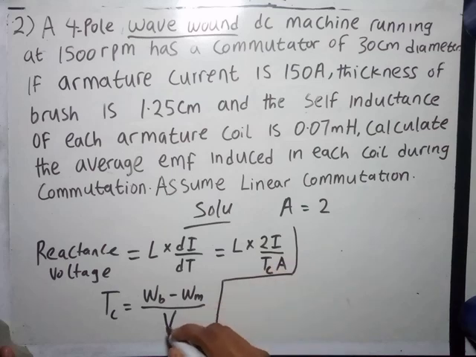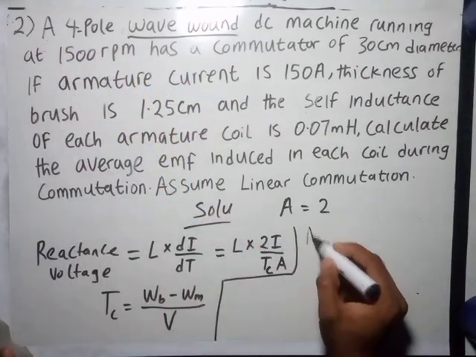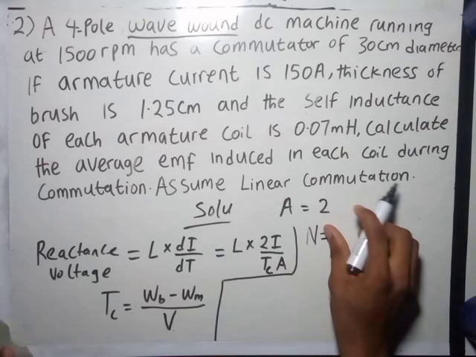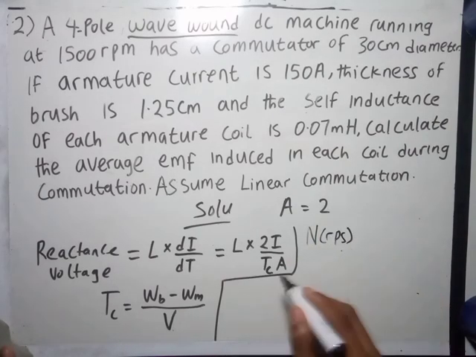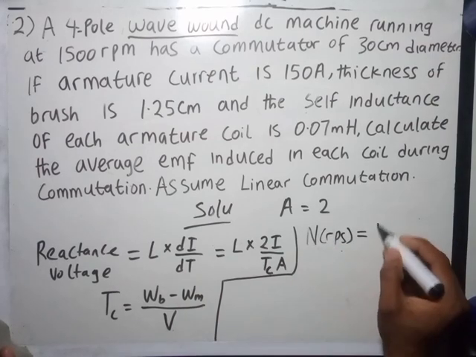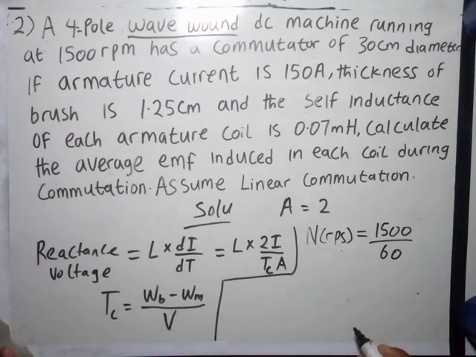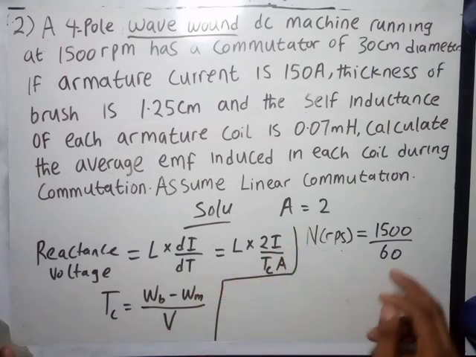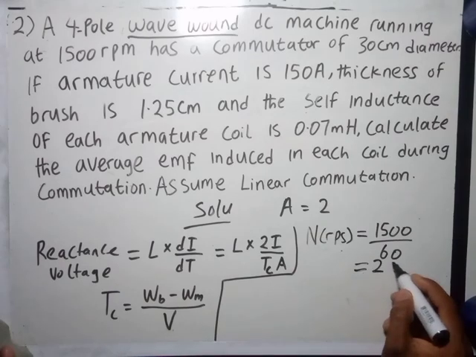For us to get our V or our peripheral velocity, we have to convert this value of n, our speed, in terms of RPS, that is revolutions per second. So if we do that, we have 1500 divided by 60. We're dividing by 60 because we're converting minutes into seconds. So when you divide this, your answer is 25.